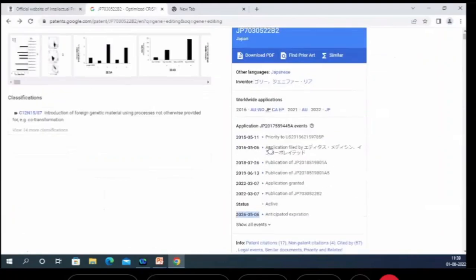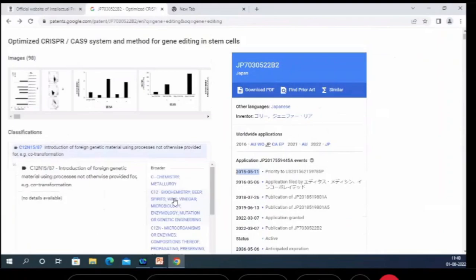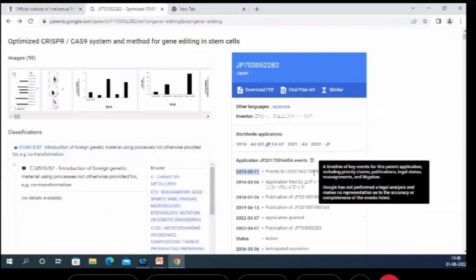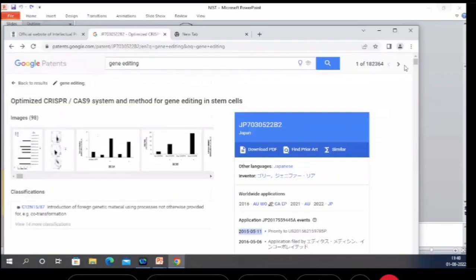So this is the priority date and this is the application date. The priority date is vital. Before this date, that means 11/5/2015, whatever has been published anywhere in the world will fall under the prior art category. That may be posed as prior art against this application. So this is the concept of prior art, and this is how we can do a prior art search in Google Patents.